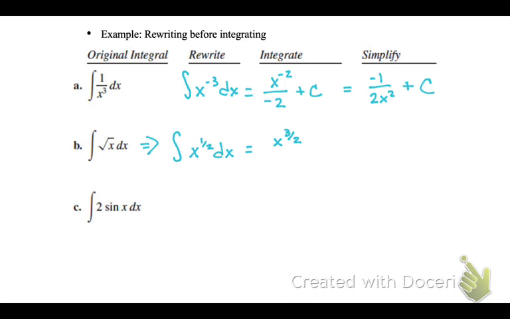Well, when we divide by 3/2, we multiply by the reciprocal. Do I need to write this out? No. Okay. So I multiply by the reciprocal of that. So it's going to be 2/3 x to the 3/2 plus C. Not too bad so far, right?